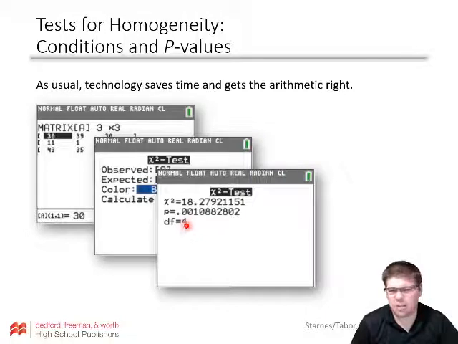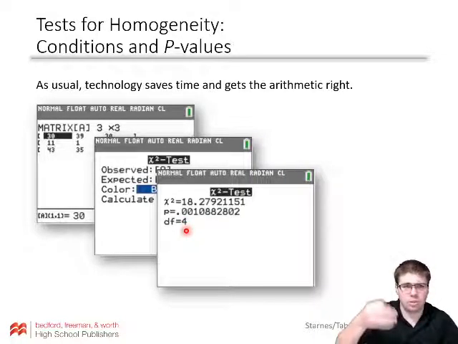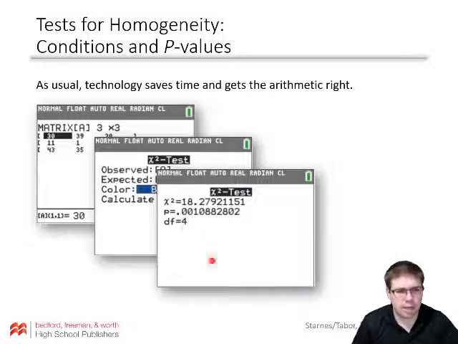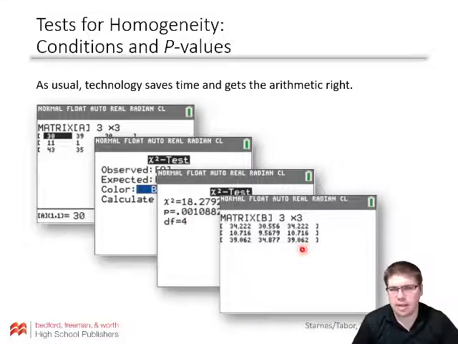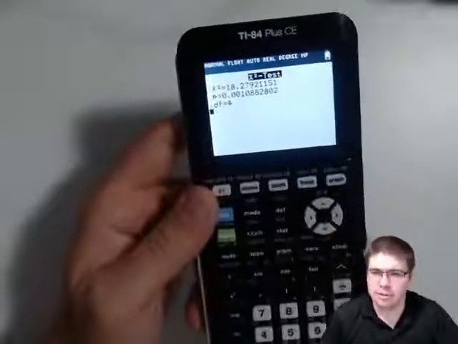It calculates the degrees of freedom. In that case, it was our 3 by 3, so it's 2 times 2, so it's rows minus 1 times columns minus 1. So it gives us that appropriate chi-square, and it'll actually even give us the expected counts in matrix B. So if I come back over here and show you that, oops, oh, there's my Hoth battle background.